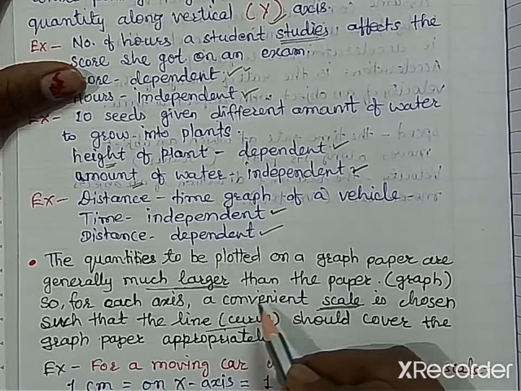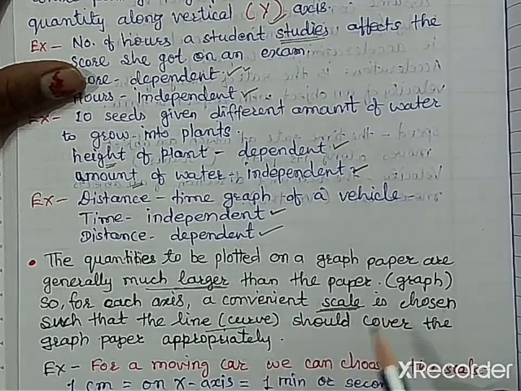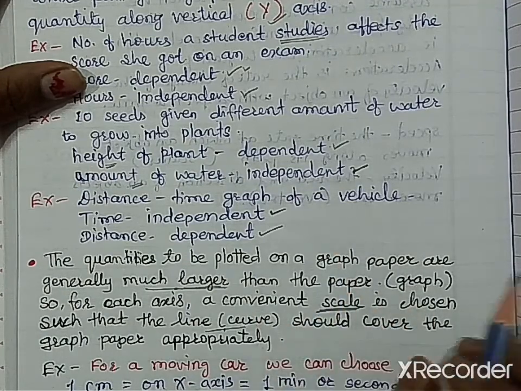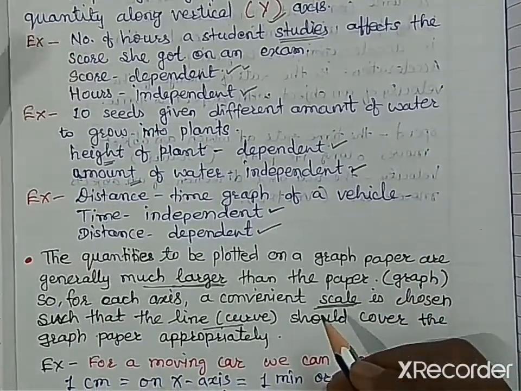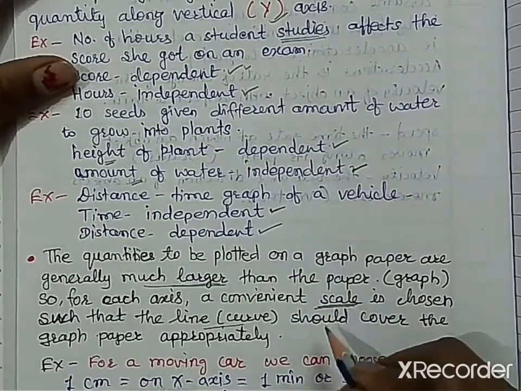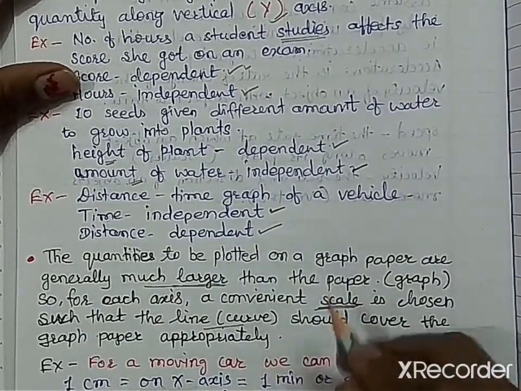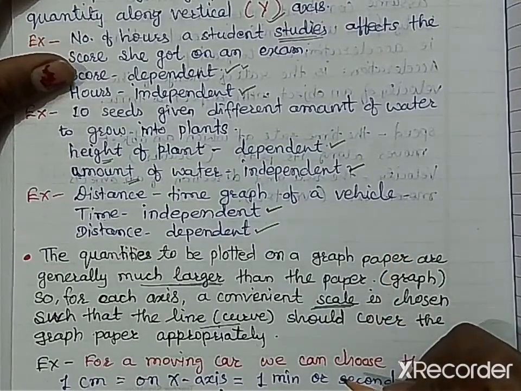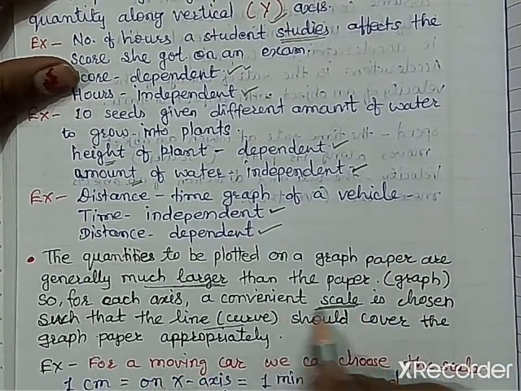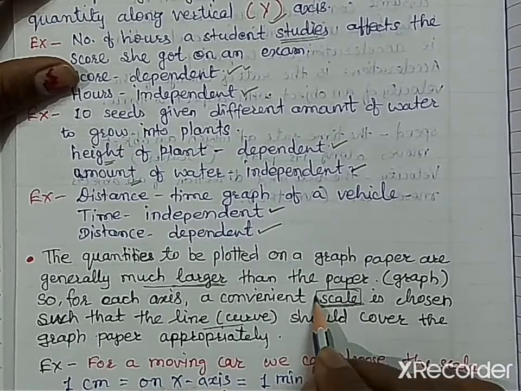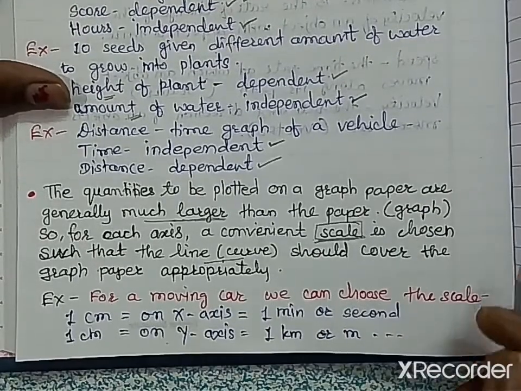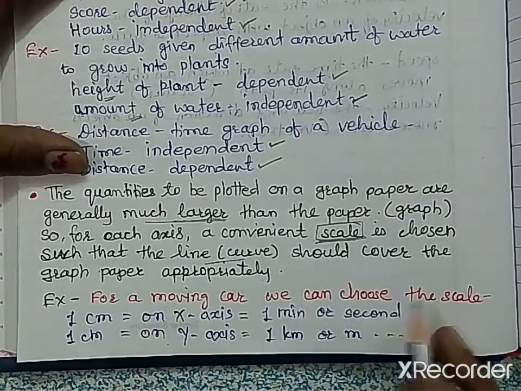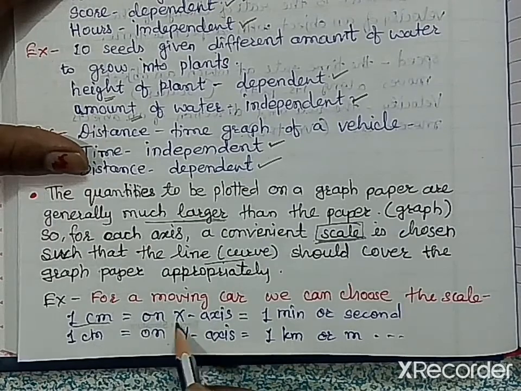Suppose you have to plot a graph of a car traveling, with its distance changing according to time, meaning a distance time graph. But if that car is traveling some thousands of kilometers, how will you show all the kilometers on the graph? That will be difficult. So what we do is take a convenient scale. We decide a scale for that graph and then plot the graph accordingly. So here we can see for a moving car we can choose the scale of 1 centimeter on the y-axis.